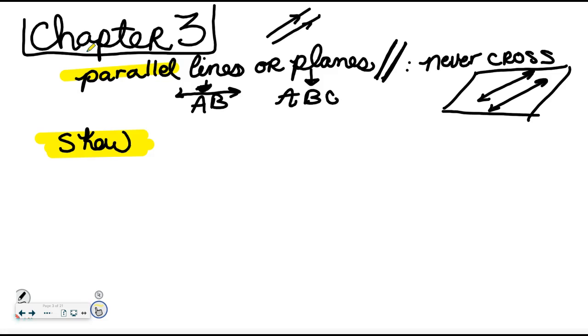All right, skew also never cross. You can have skew lines, or skew planes, but they also never cross. The difference is they don't have the same slant to them, or sometimes we'll say they're not on the same plane.